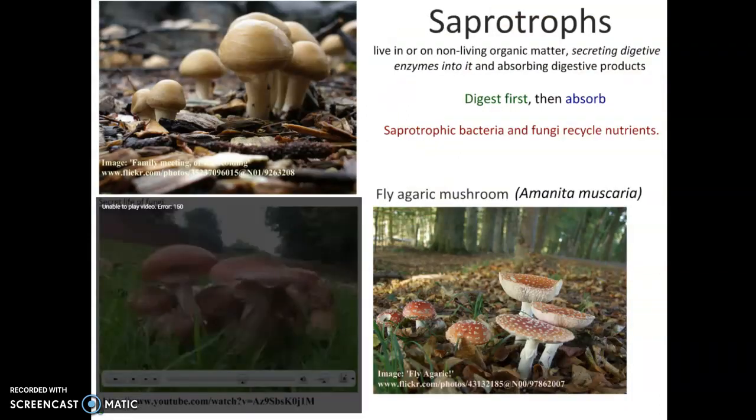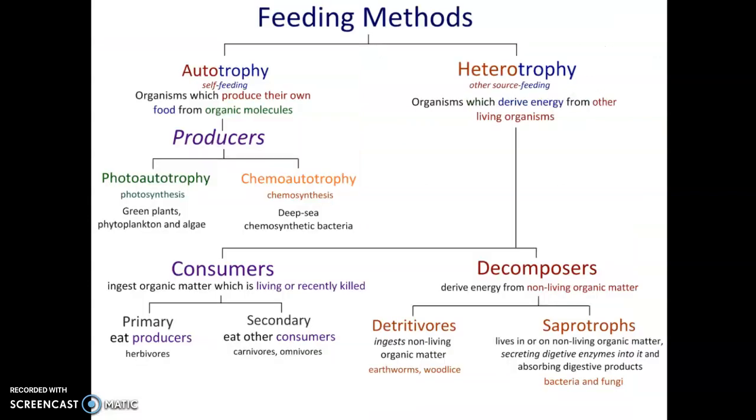In contrast to that, we have saprotrophs. Saprotrophs are external digesters, and again, decomposers break down other organic organisms for their nutrients, but they do it externally, so they secrete enzymes into the environment, and then they absorb those back up. And we see some mushrooms here, some classic examples of saprotrophs. So saprotrophs and detritivores are both heterotrophs, special classes under that category. Okay, and we see a flow chart here.